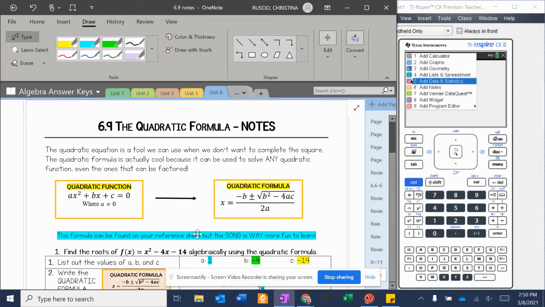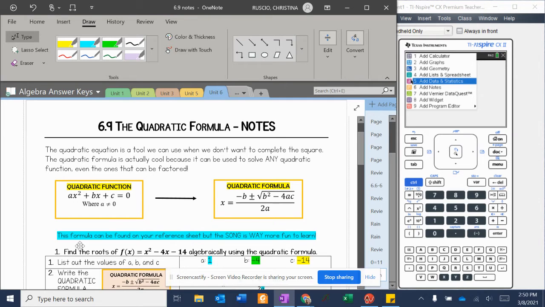The quadratic formula is yet another way that we can solve quadratics, and it's often the method that we will use if all of the other methods fail. So you might try to factor it, doesn't work. You might see if it's in the format for using square roots, doesn't work. You might try to complete the square, doesn't work. So we are going to resort to the quadratic formula.